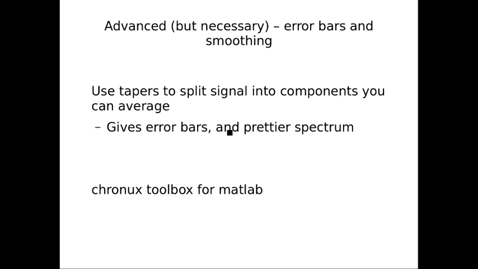Okay, another thing to note is that there are some techniques for smoothing spectra and for calculating error bars. One technique is known as tapers, which is an optimized way to split the signal into many different components. So just imagine these as little segments of the signal that are then averaged and resampled in order to figure out the confidence intervals. And this makes the spectrum look much nicer. The Chronux Toolbox in MATLAB is a very nice implementation of tapers.